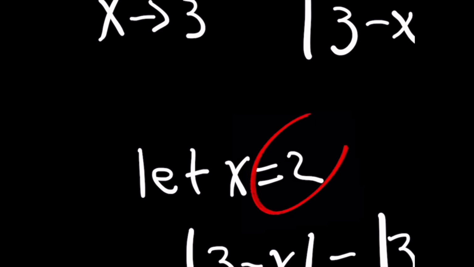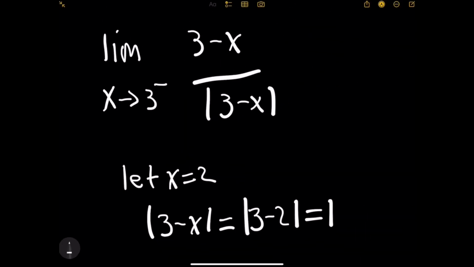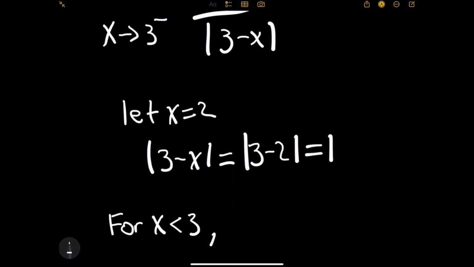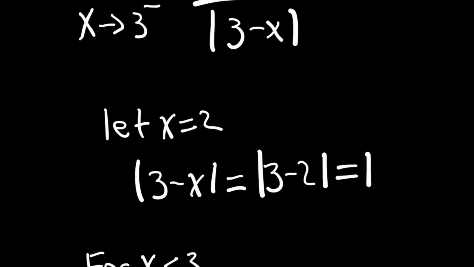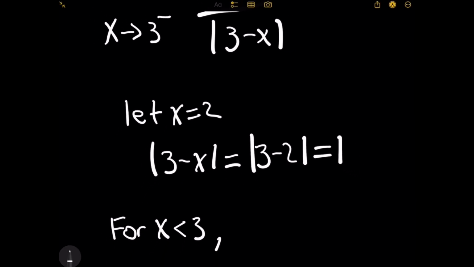When you plug in 2 into the function for the absolute value of 3 minus x, you'll get the absolute value of 3 minus 2, which is 1. But I want you to notice something very important here. If you plug in 2, 2.8, 2.7 for x, I want you to pause the video and think about how you would rewrite the absolute value of 3 minus x for values that are just under 3. Take a moment.